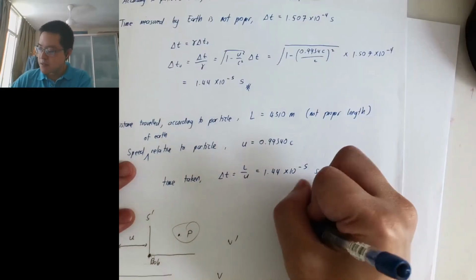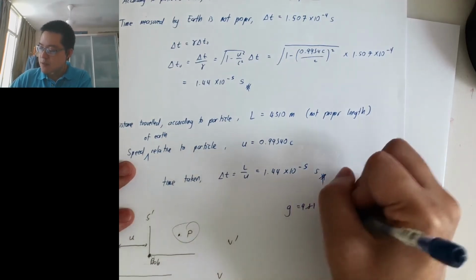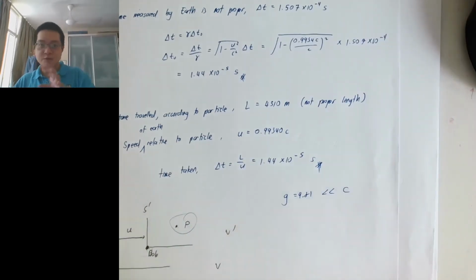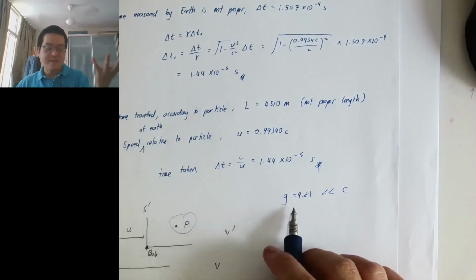So yes, in other words, we are ignoring the acceleration because g is 9.81, so it's much smaller compared to c. c is like 10 to the power 8.